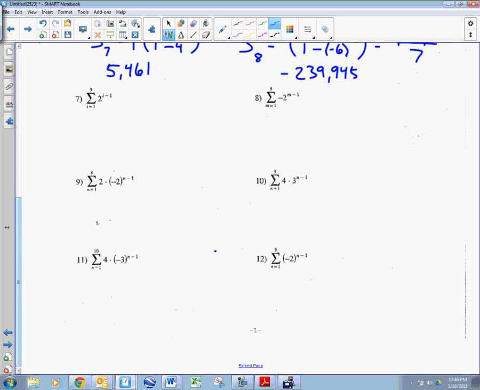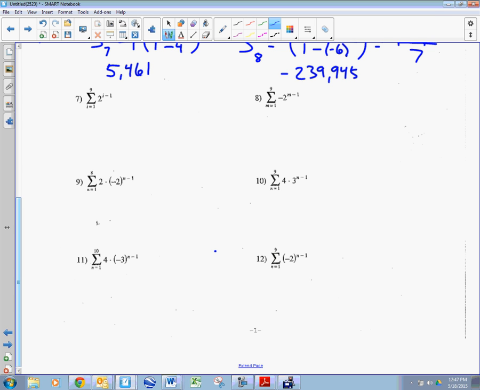Let's look at number 8. What's different about number 8 compared to number 6? Super important you see this. It doesn't have the parentheses around the negative, right? So the negative is not being taken to a power. True or false? Every term in this sequence will be negative. True.